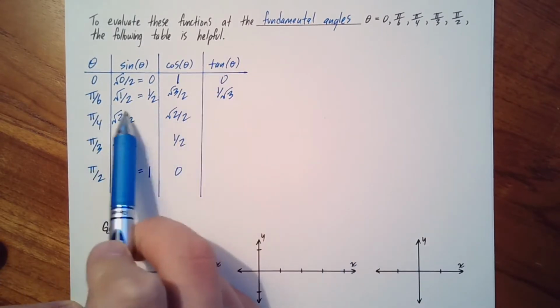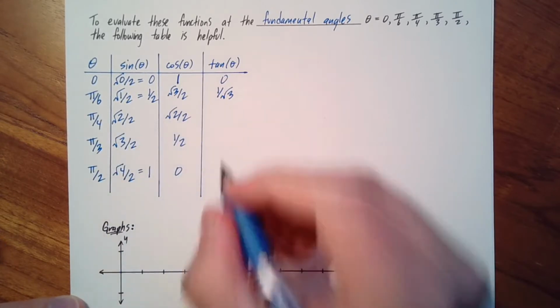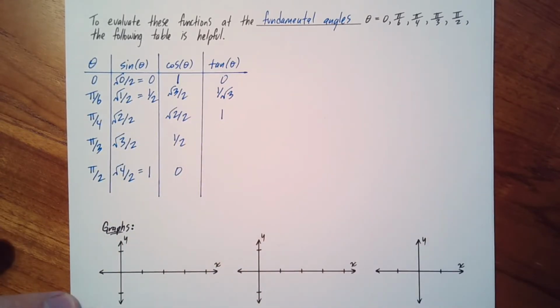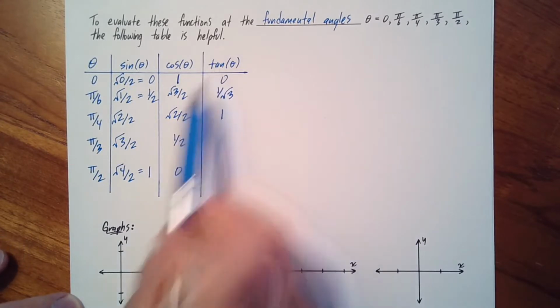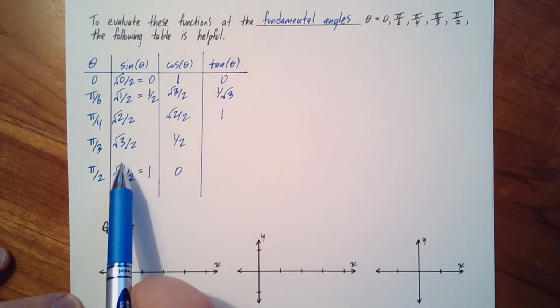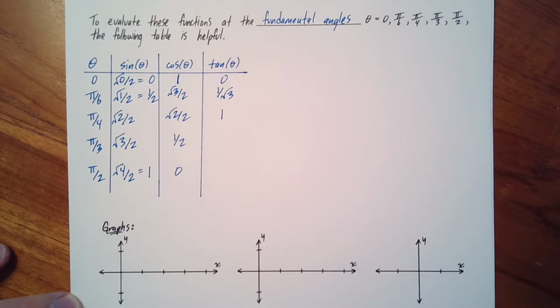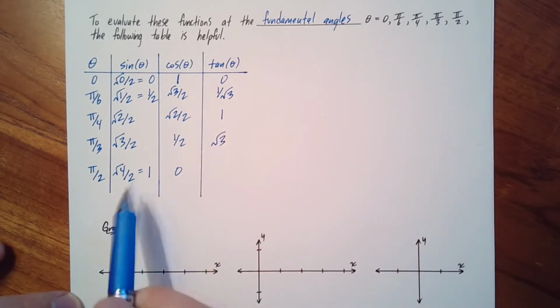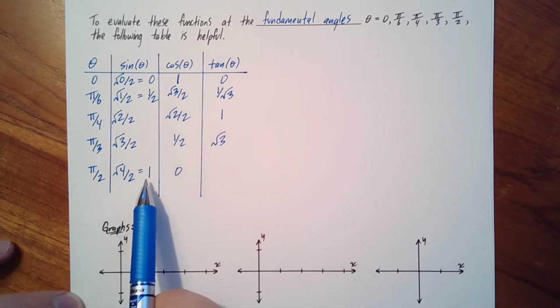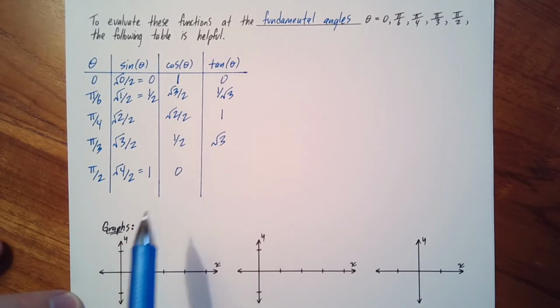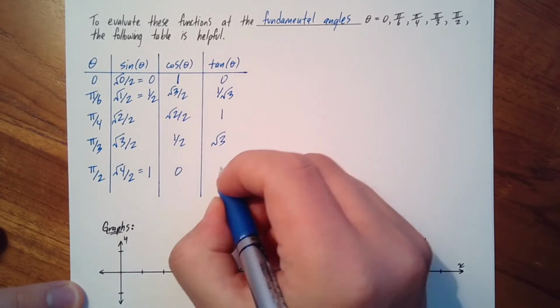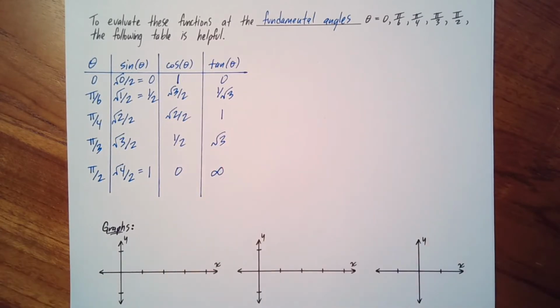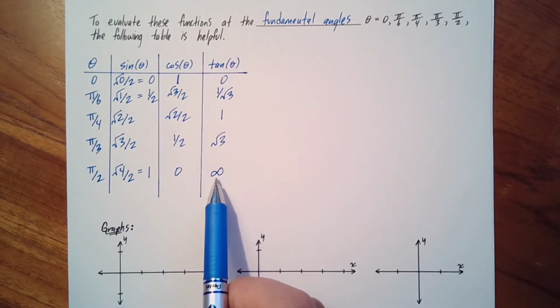Tan of pi over 4, you're going to have root 2 over 2 divided by root 2 over 2. Anything divided by itself is 1, right? So you don't even have to do the calculations. Tan of pi over 3, you've got root 3 over 2 divided by 1/2. That's going to be root 3. And then finally, tan of pi over 2, that's going to be 1 divided by 0. Well, you can't divide by 0, right? That's not defined. And in fact, pi over 2 is one of the places where tan has a vertical asymptote. Once we get down to the graphs, I'll remind you of that fact, but it's no surprise that tan of pi over 2 is undefined.